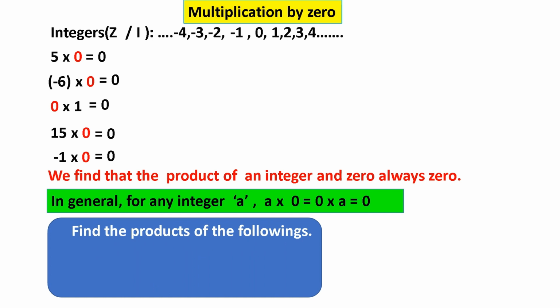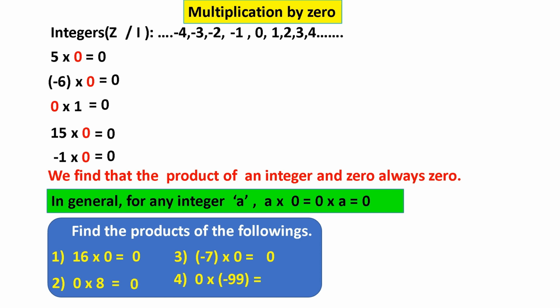Find the products of the following. Now 16 into 0, what is the answer? Not 16, it is 0. And 0 into 8, what is the answer? Then minus 70 into 0, and 0 into minus 99. So the first answer is 0, the second answer is 0, the third answer is 0, the fourth answer is also 0. 0 into something, and something into 0, is also 0.